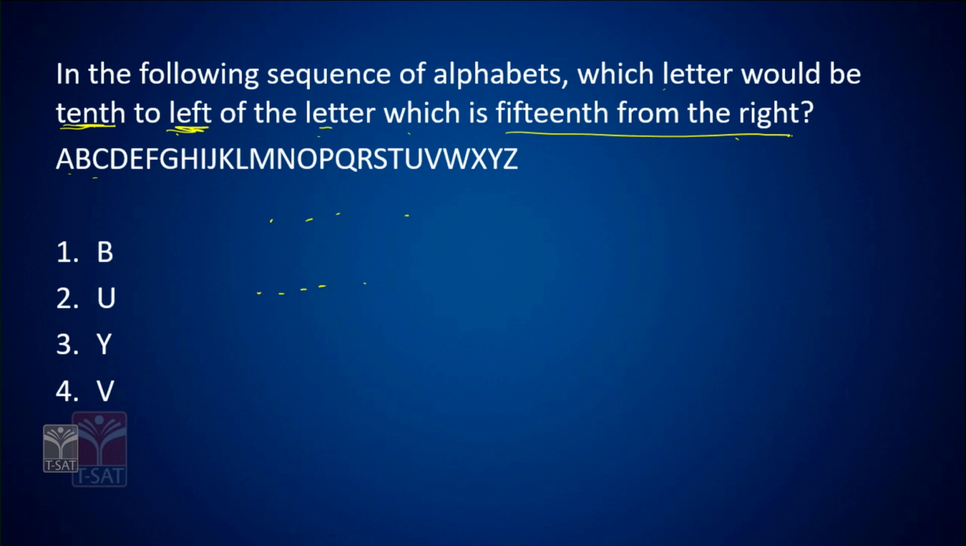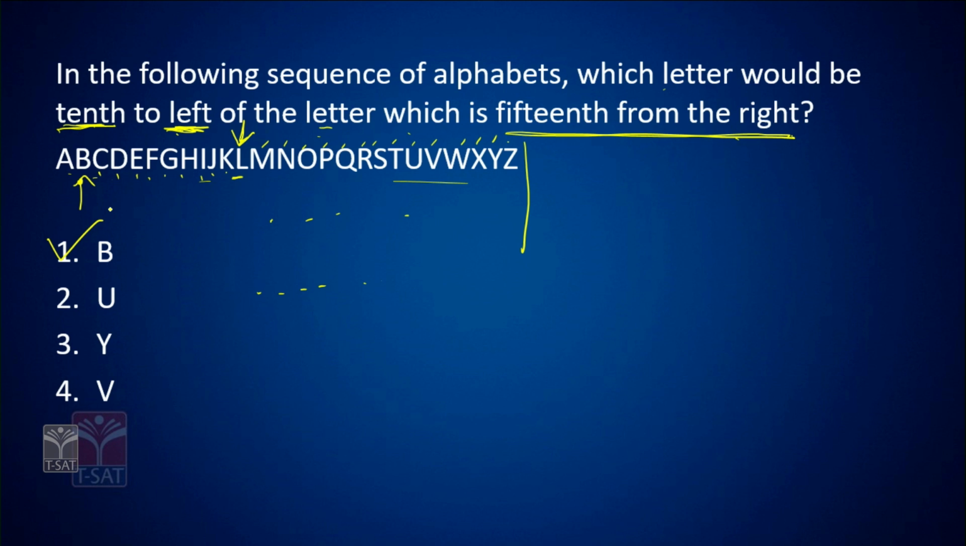In the following sequence of alphabets, which letter would be 10th to the left of the letter which is 15th from the right? Okay, so for this, first we need to figure out which letter is 15th from the right. So if you see, the rightmost letter is Z, and if you're counting 15, you will see 1, 2, 3, 4, 5, 6, 7, 8, 9, 10, 11, 12, 13, 14, 15. So this is the letter which is 15th from the right. And we need to see the letter which is 10th to the left of this letter. So we have some letters to the right of this and some letters which are left of this. So we need to see the 10th letter that is from the left of this. So let's count 10. We have 1, 2, 3, 4, 5, 6, 7, 8, 9, 10. So we come at B. The answer option is B.